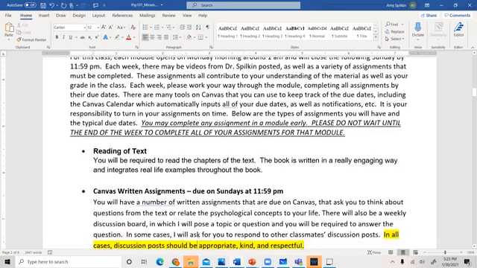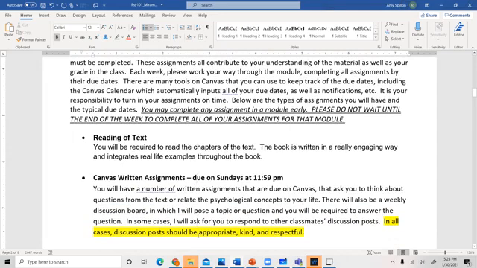You'll have Canvas written assignments, again, due on Sundays at 11:59. These are written assignments that are due on Canvas. They ask you to think about questions from the text or relate the psychological concepts to your life. It's kind of the cool thing about psychology, is all of these topics really are similar to things that perhaps you've gone through in your life, or you will go through in your life, or maybe you've known someone who's gone through these experiences.